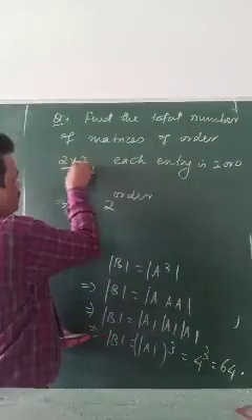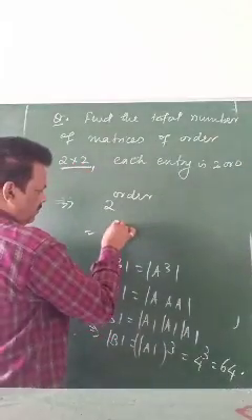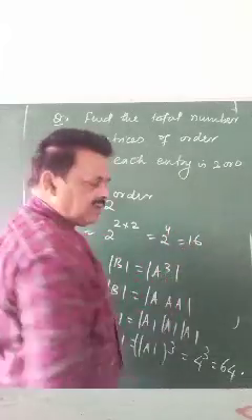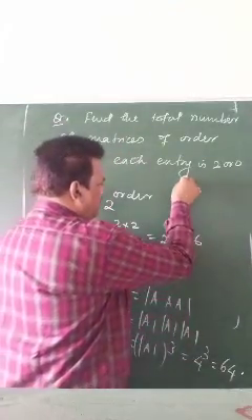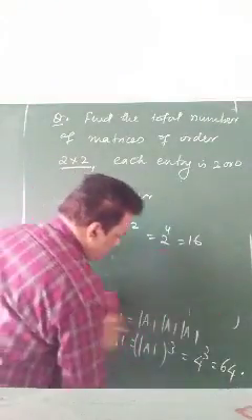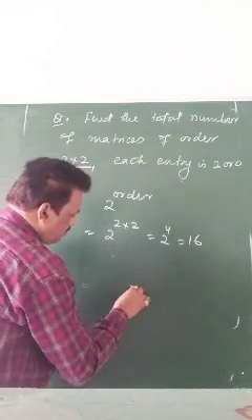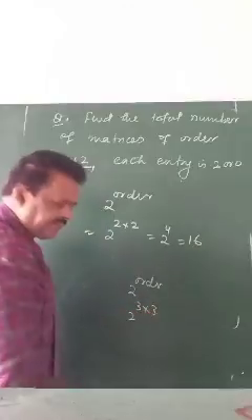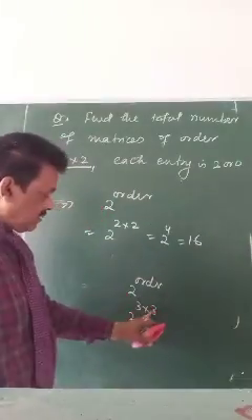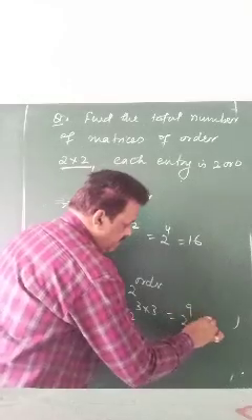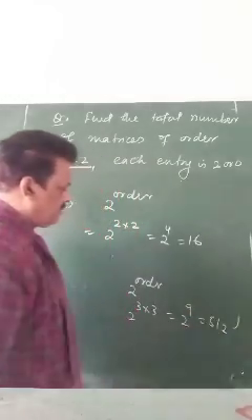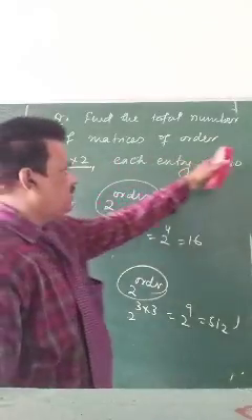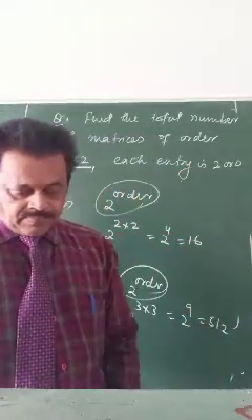What is the order? 2 cross 2. So 2 to the power 4, that is 16. In your textbook, similar question with 3 cross 3: 2 to the power 9, so 512. If you remember the formula, even if anything changes here, you can answer it.